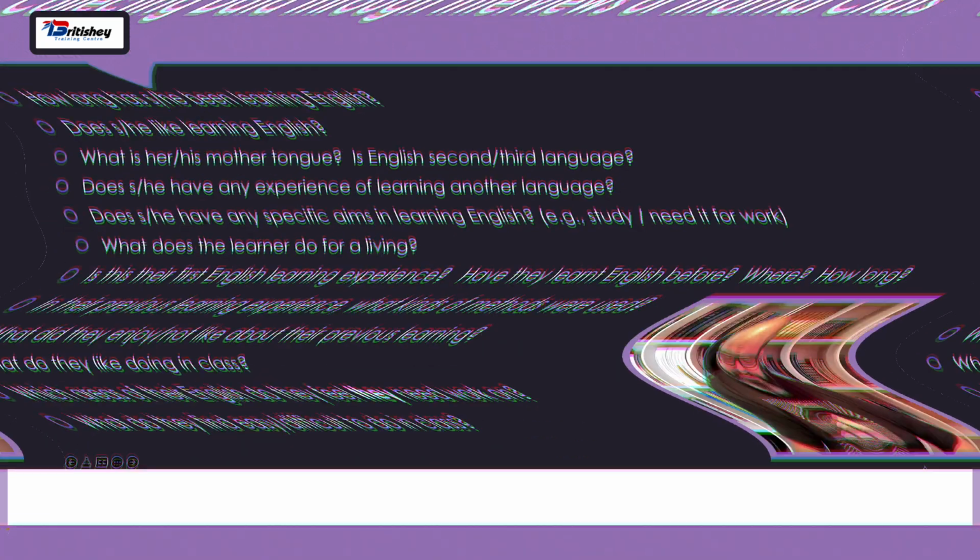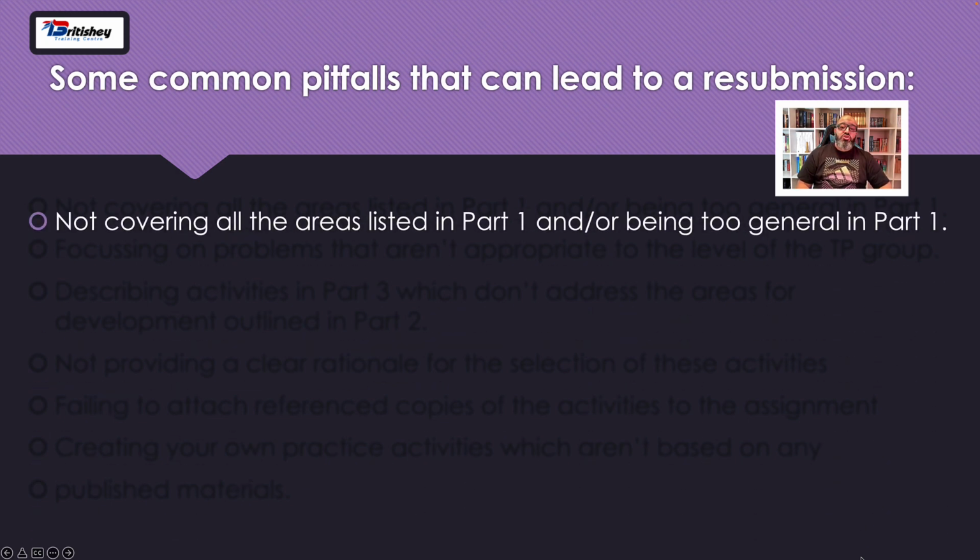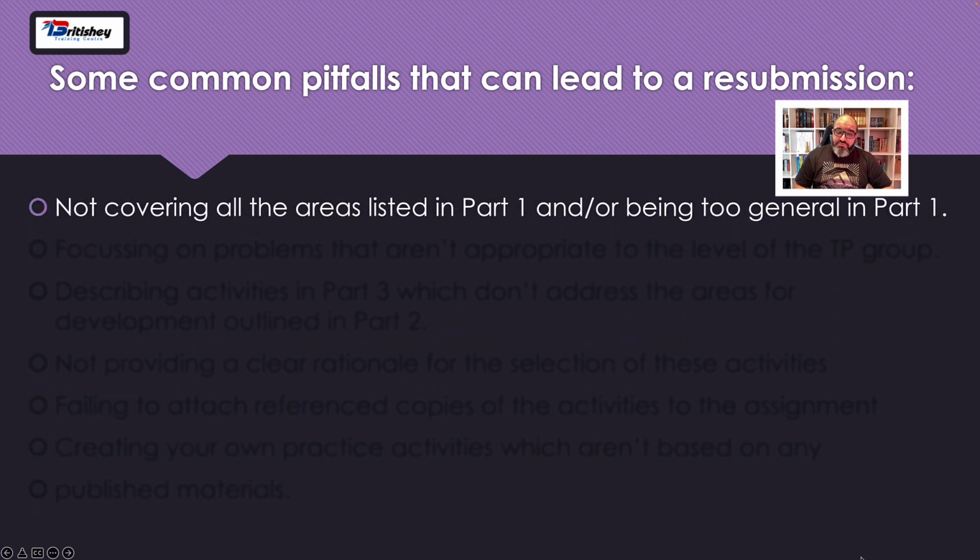People who usually receive a resubmission on this assignment, this happens because of, number one, not covering all the aspects or all the areas listed in part one, and or being too general in part one. Like you say something like, you covered his previous experience, but you don't talk about his preferred style. You talk about your students' style, but you don't talk about your students' needs. So make sure you cover everything in part one.